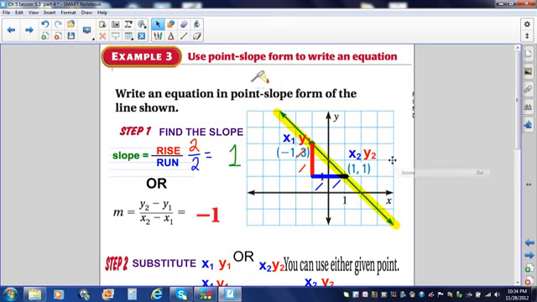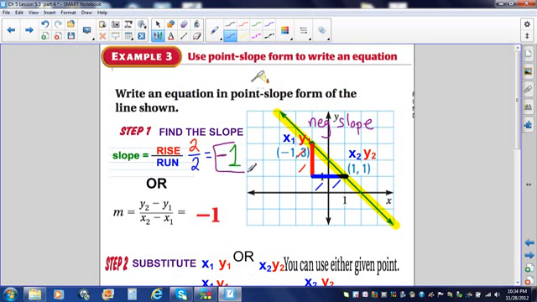Why? Because you forgot. This is a negative slope. Negative slope. So make yourself a note on your graph. This is a negative slope. So our slope is -1.